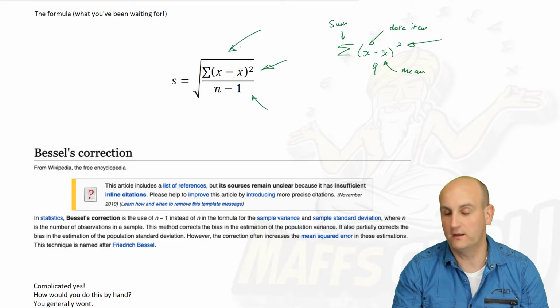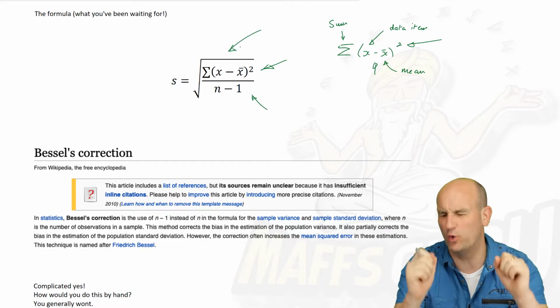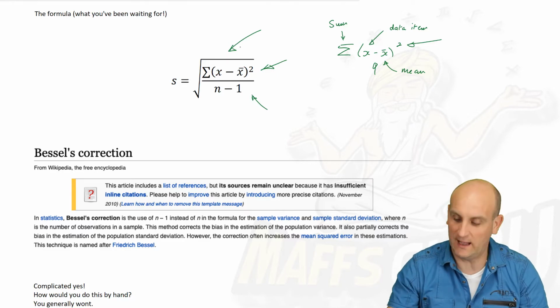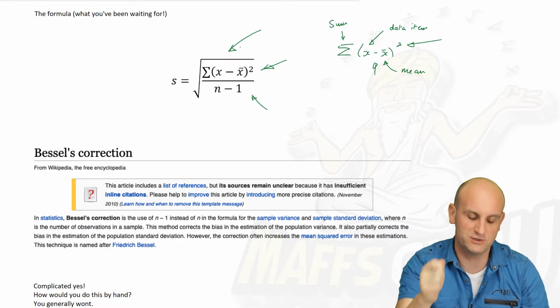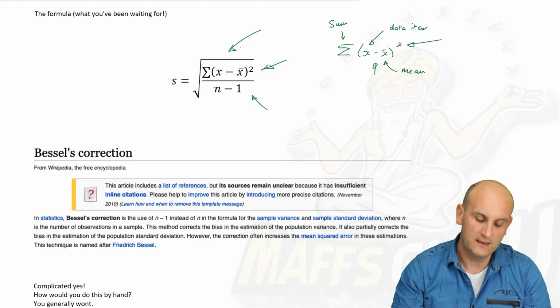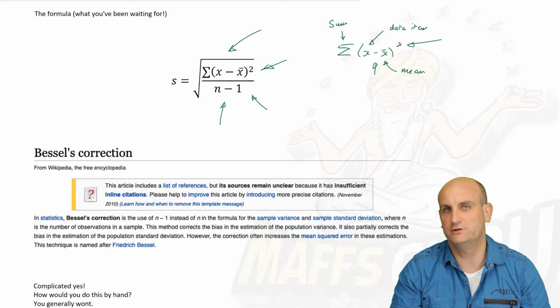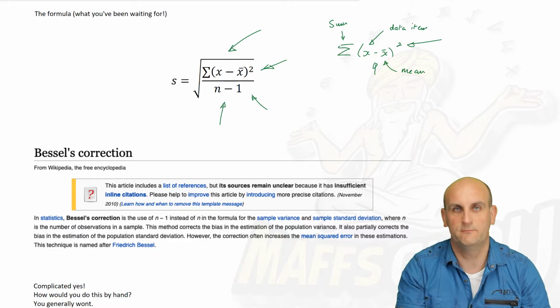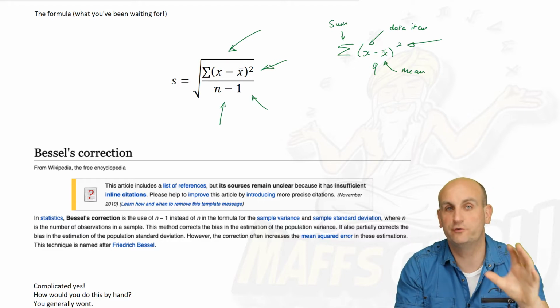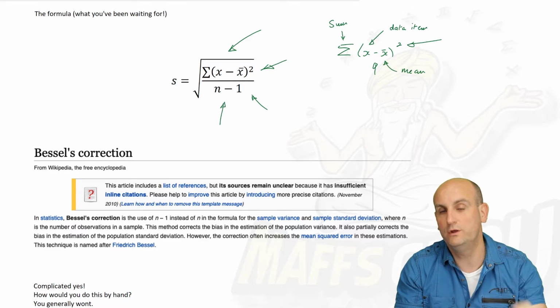Now you're looking at that going, this sounds horrific. And of course it is, but the good news is you've got a calculator that can do this for you. And I'm going to show you how to do that in a moment. Now, funny enough, when I was back in the United Kingdom, the bottom of that fraction was actually just the letter n, not n minus 1. And some tutorials online will use n.